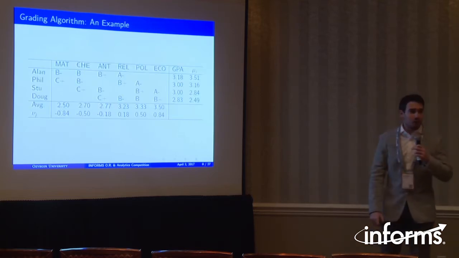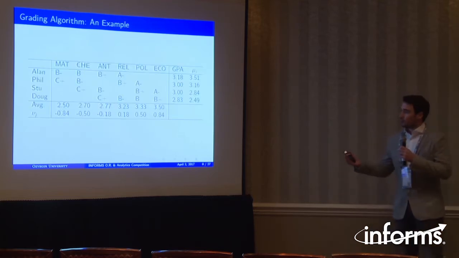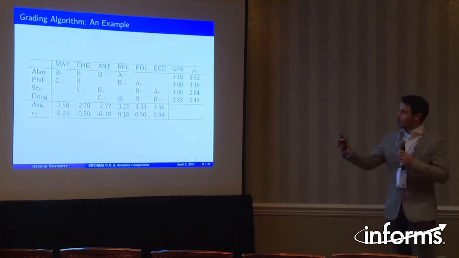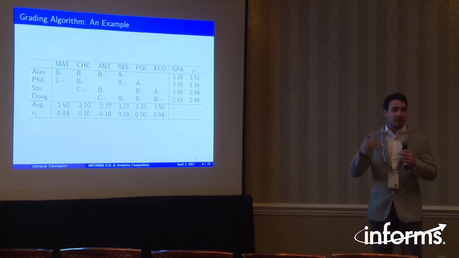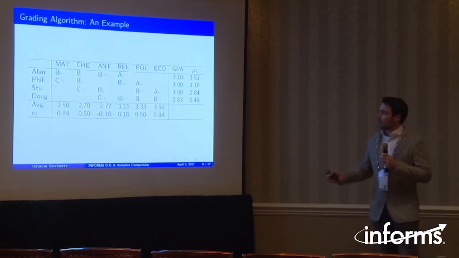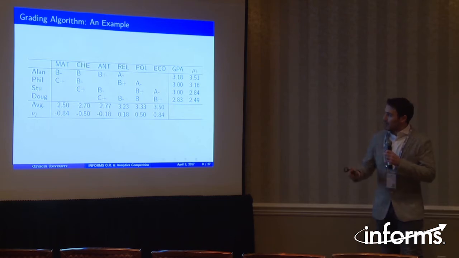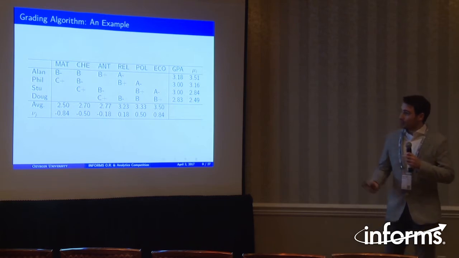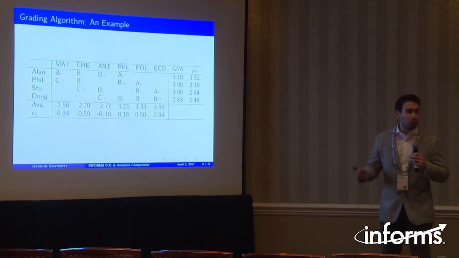Now, here we have a small sample of a grading algorithm implemented for students. As you can see, Phil and Stu have the exact same GPA and the same letter grades from different courses. However, when the grading algorithm is implemented, Phil's GPA is adjusted to 3.16, whereas Stu is downgraded to 2.84.